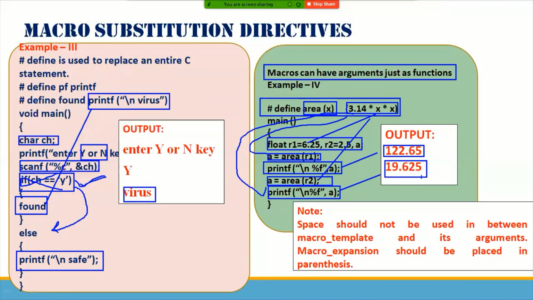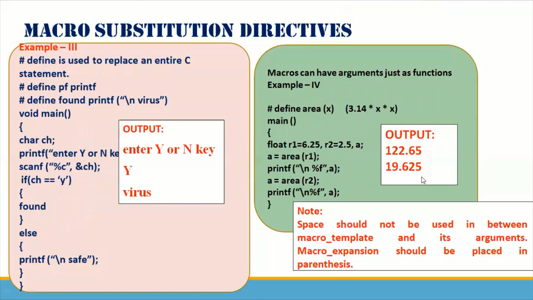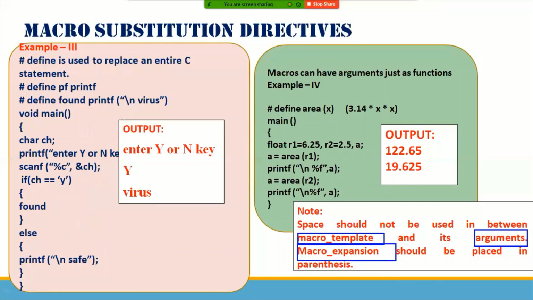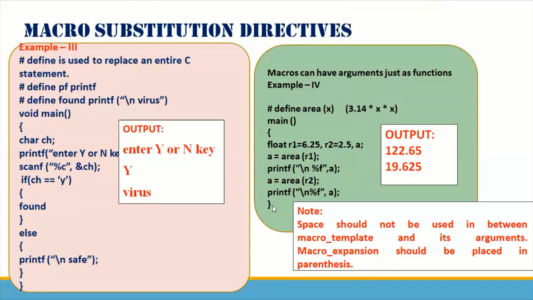That is about macros can have arguments just as functions. Space should not be used in between the macro template as well as arguments. The macro expansion should be placed in parentheses like this, and there is no space between the macro name and this particular argument. That is about the fourth example in the case of macro substitution directives.